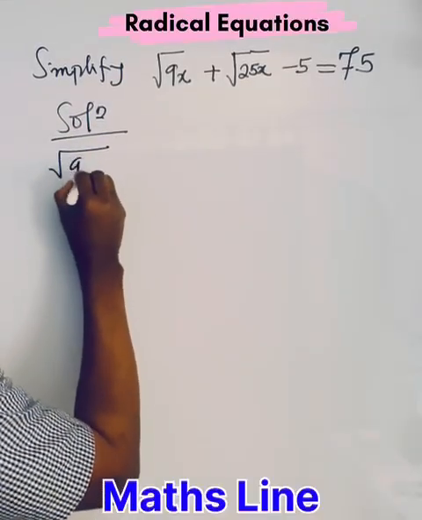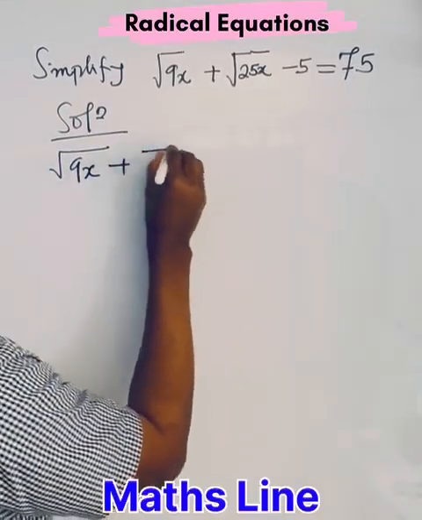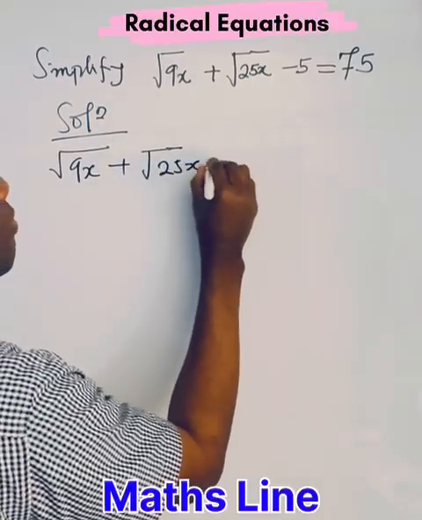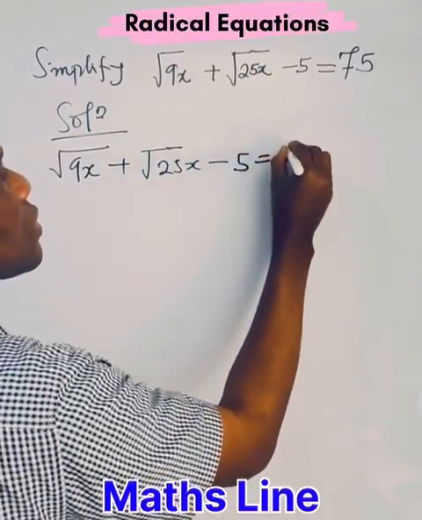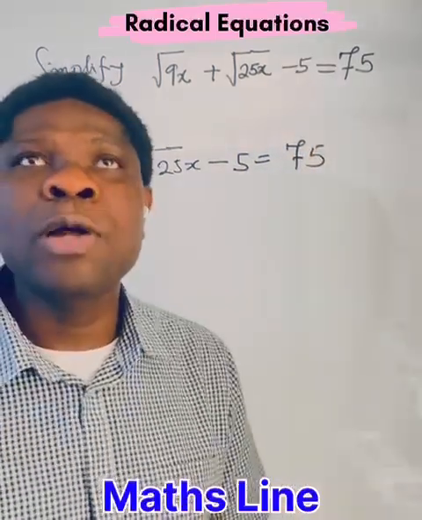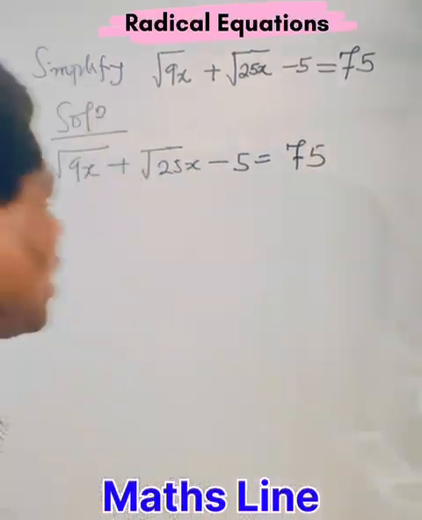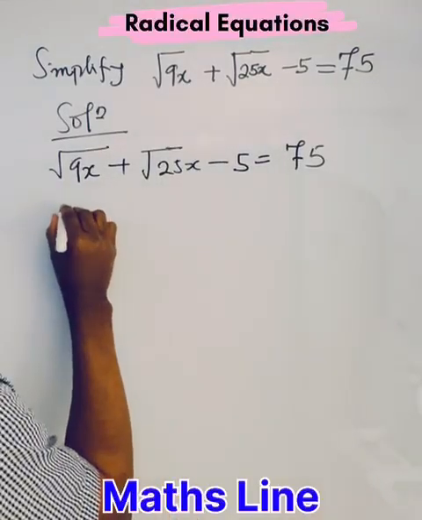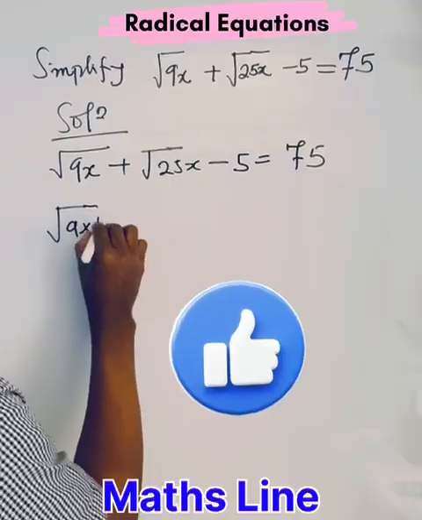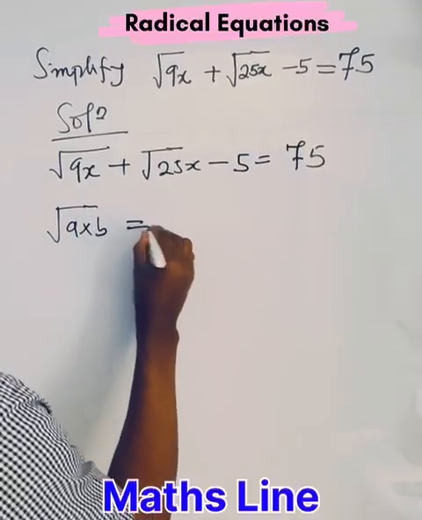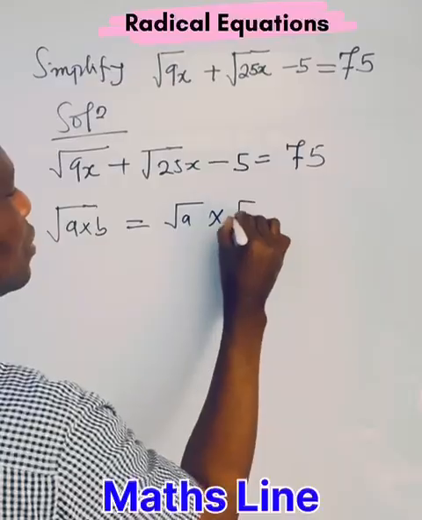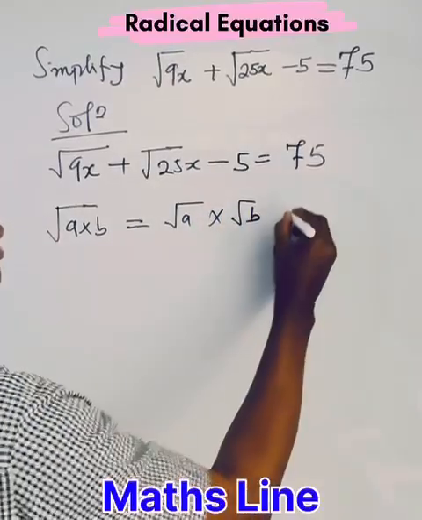Root 9x plus root 25x minus 5 is equals to 75. Now, first let us recall one of the laws of surd. It says that if we have root a multiplied by b, we can also express this as root a times root b. That's one of the laws.